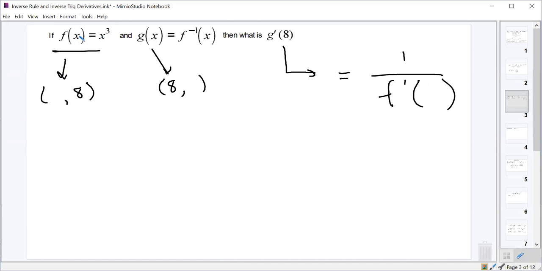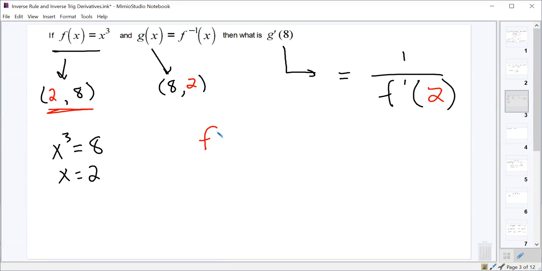Well, since we know f of x, we should be able to figure out what x value gives us 8. 2. So we should be able to say this is the point 2, 8. And the point on g that we're looking at is the point 8, 2. And so we want g prime of 8. It should be 1 over f prime of the corresponding x value, f prime of 2.